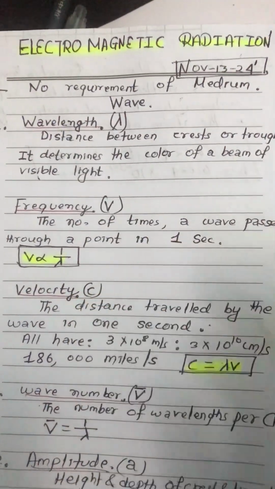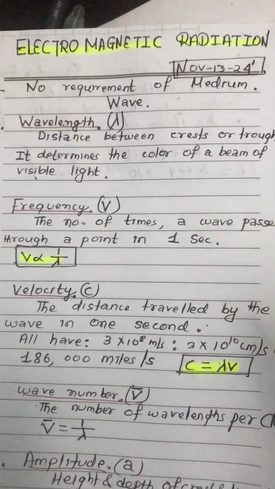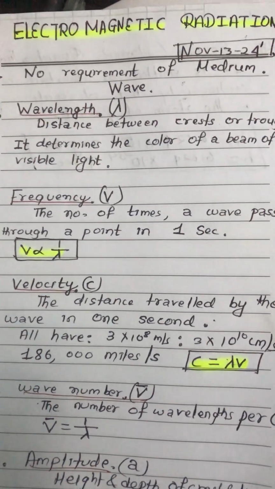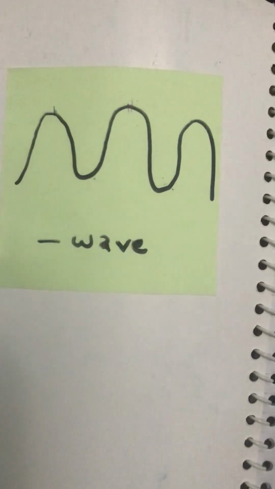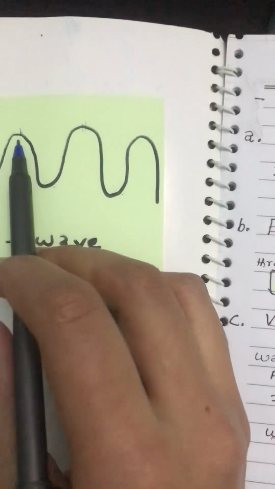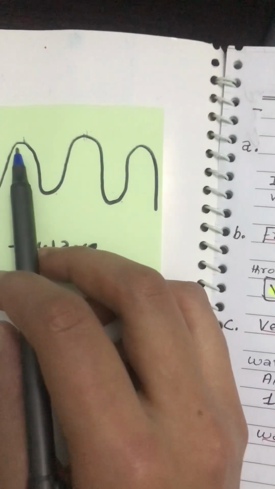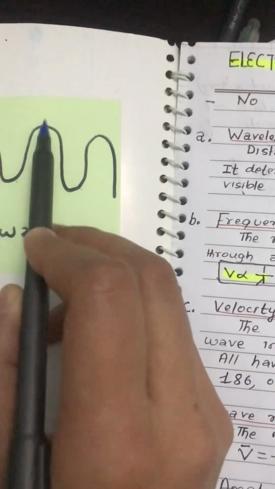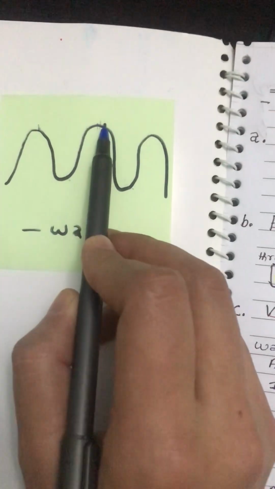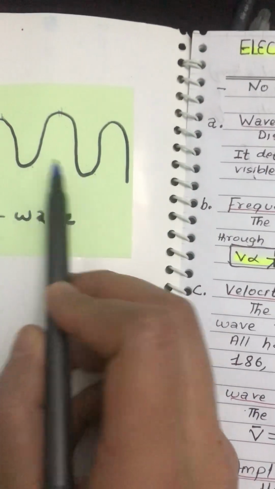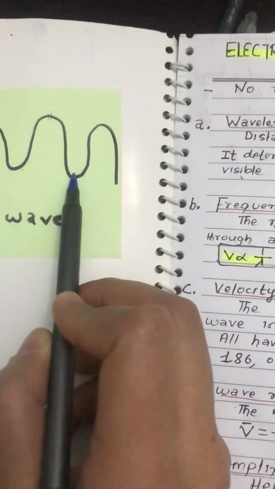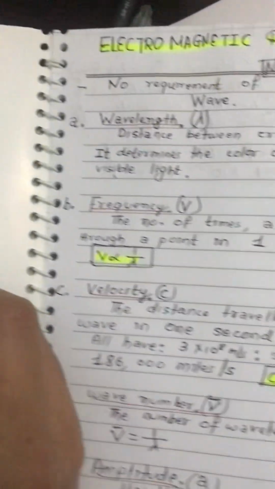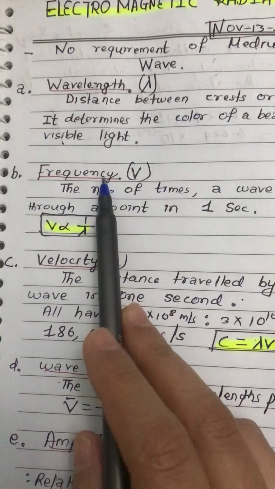Wavelength is the distance between two crests or troughs. The wavelength determines the color of a beam of visible light. So if we consider this as the wave, these two are the crests, and these down here are the troughs. The distance between these two peaks is the wavelength, and similarly the same thing for the troughs as well. The distance between these two troughs is the wavelength.